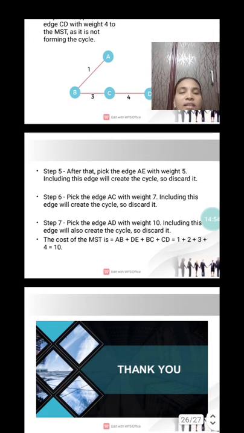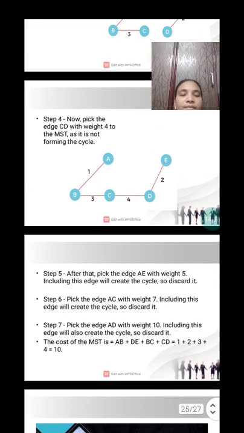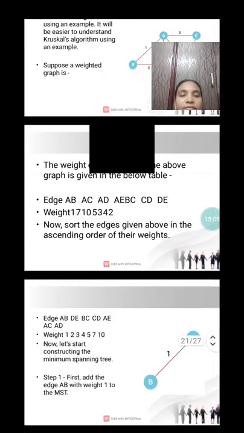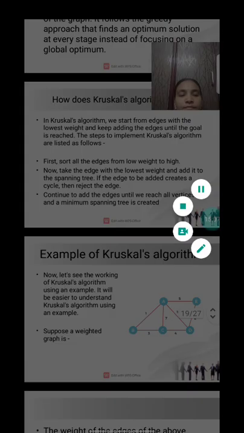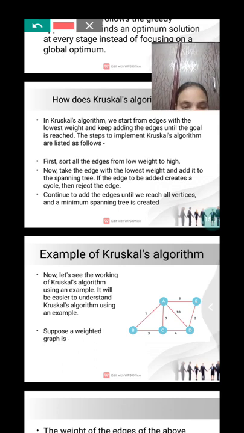Now step 5. After that pick the edge AE with weight 5. Including this edge will create the cycle. So discard it. AE. Where is AE? Here we have AE.